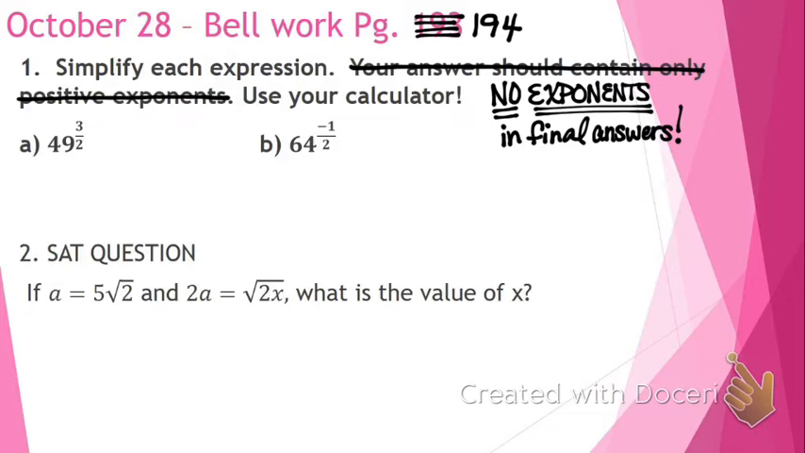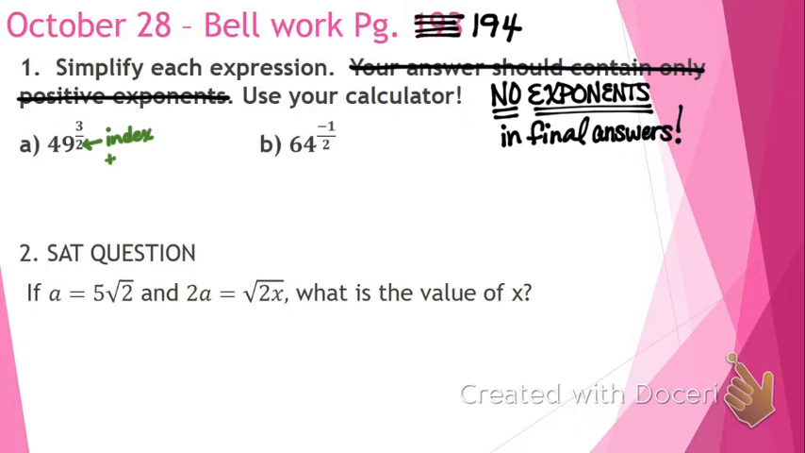On part A, I have 49 to the power of 3 divided by 2. Whenever you see an exponent that's a fraction, what does that mean about it? How could I rewrite it? The denominator is the index. So whenever you see a fraction power, that's really a radical in disguise. So my index on this is a 2, which means it's what special kind of root?